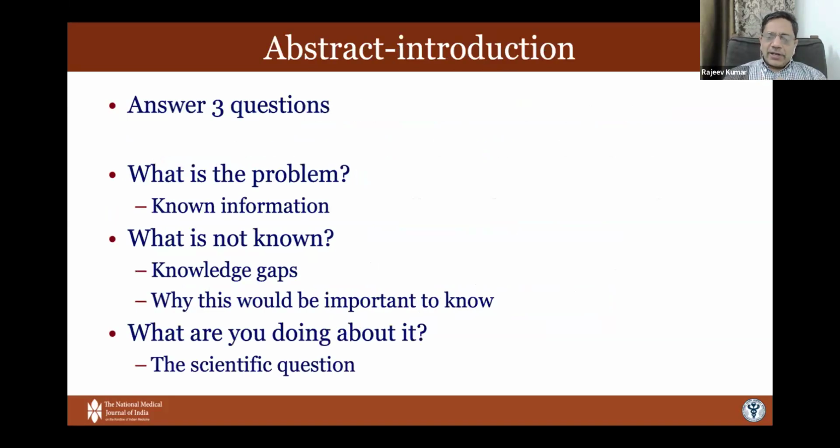Now let's look at the second part of the abstract, and that's called the introduction. And again, my checklist: I always want the introduction to answer 3 questions. Number 1, what is the problem, or what is the extent of the problem that you're talking about? What is the known information about this condition? Number 2, what is not known about this condition, or what is the knowledge gap? And number 3, therefore, what are you going to tell me?